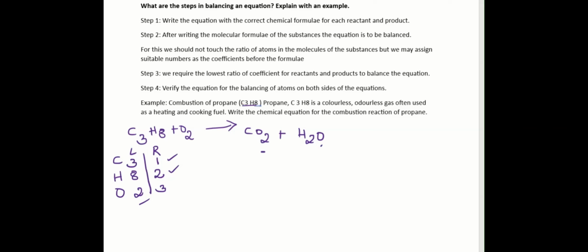Let me change color so that you can understand what I am doing here. Now carbon is 3. Let us make it 3 here because on the product side it is only 1. So let us directly go ahead and write 3. Now our carbon problem is sorted out. It is 3 now here. Now let us go ahead and check for hydrogen. Hydrogen is 8, and on the product side we have only 2. With what number if we multiply? With 4 if we multiply, it will become 8. So directly go ahead and write 4.